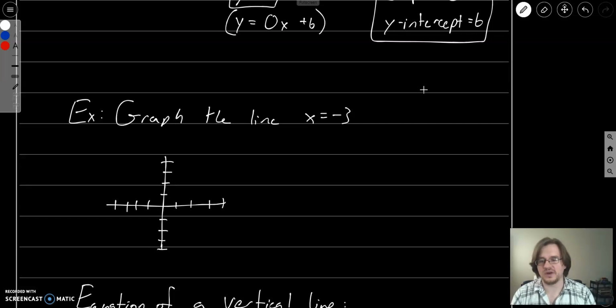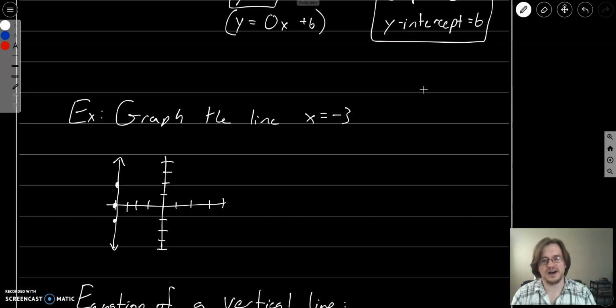So when y is 2, x is going to be negative 3. When y is negative 1, x is going to be negative 3. When y is 0, when the height is 0, x is going to be negative 3. And we can see that no matter what y is, no matter what height we're at, the x value is always negative 3. This gives a vertical line.